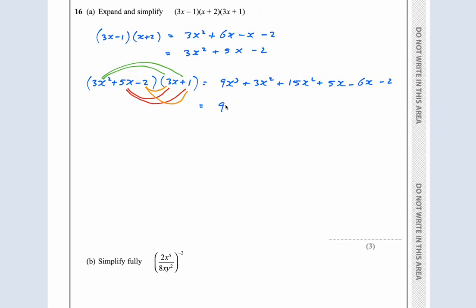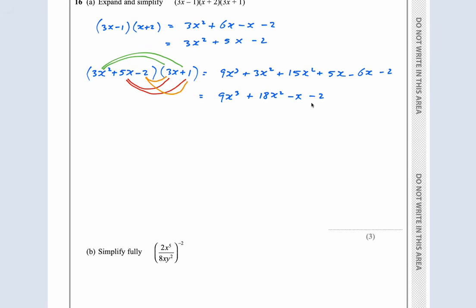Simplify it. 9x cubed is on its own. This plus this is plus 18x squared. 5x minus 6x is minus 1x. And the minus 2 is on its own, just as minus 2.